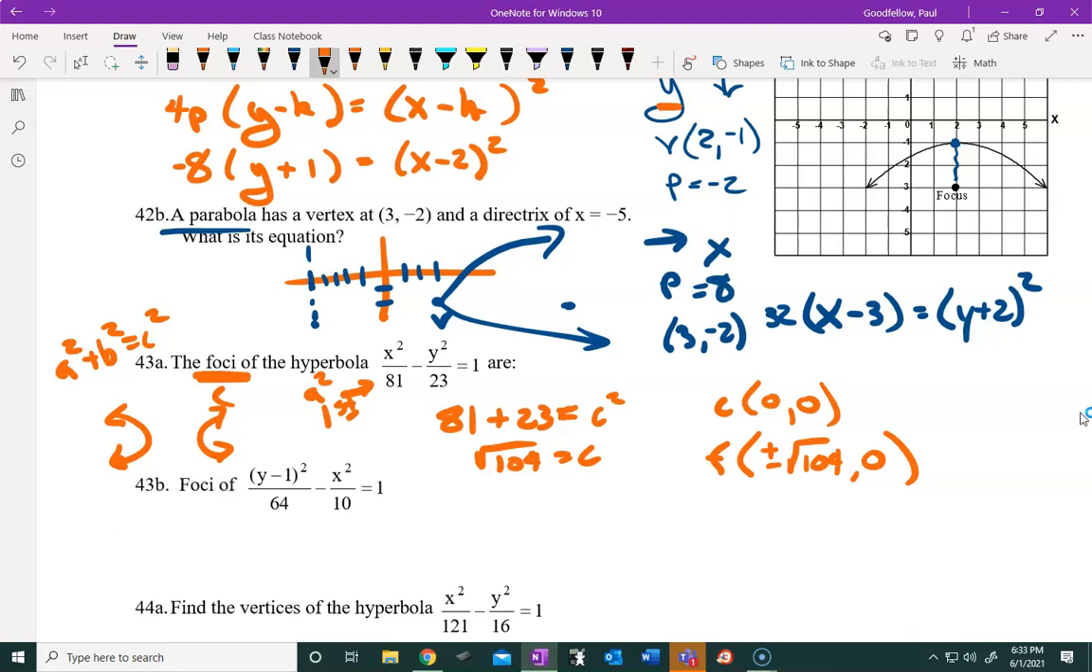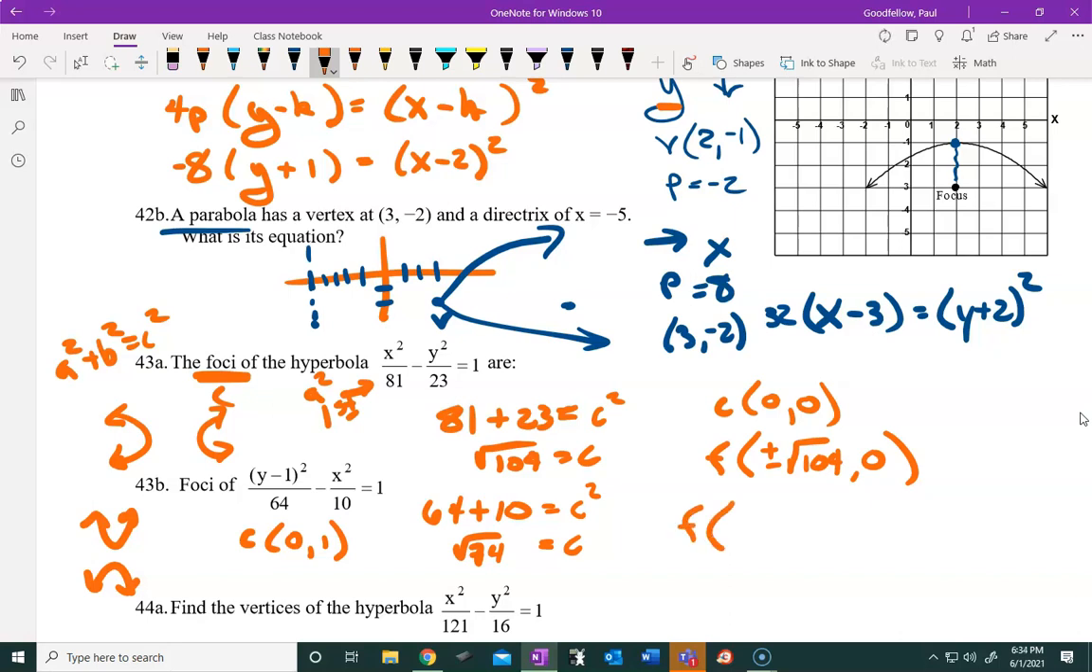This question, since y comes first, that hyperbola goes up and down. So that's a little tiny bit different. That's still a squared. C is going to end up being 64 plus 10, which is 74. Square root of 74. And the center is at 0 and 1. Now, be careful with that. That is backwards because that's h, that's k. And I would want the foci to be added to the y part. So plus or minus the square root of 74.